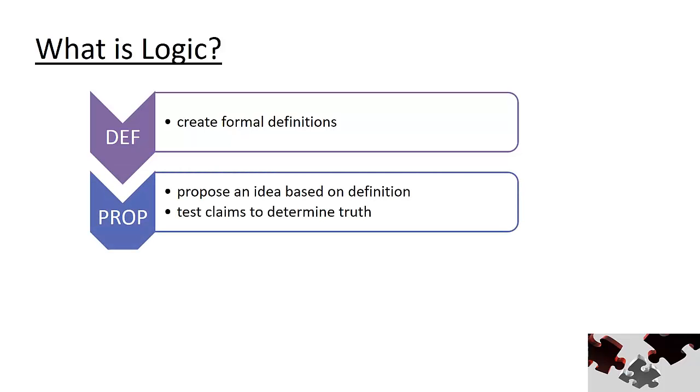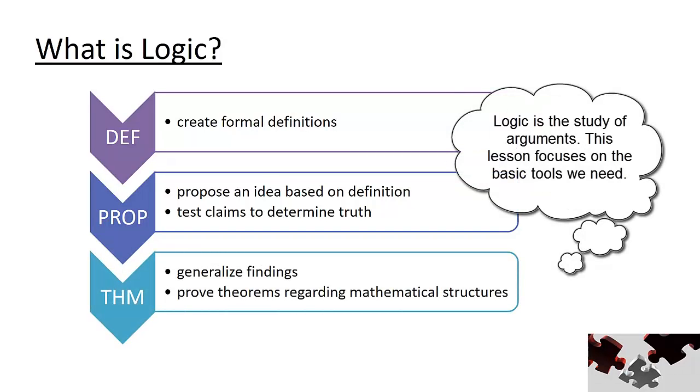After defining something, we can move into the next step, which is to make a claim about the structure. We call this a proposition. In our lessons, let's use capital PROP to denote a claim that looks to be true, but might require a bit more testing. Finally, if we are content with our proposition, we may move into the next phase, which is to prove our claims and to try to make generalizations. A theorem is a proposition that has been shown to be true, and we will use capital THM to denote this in our lessons.